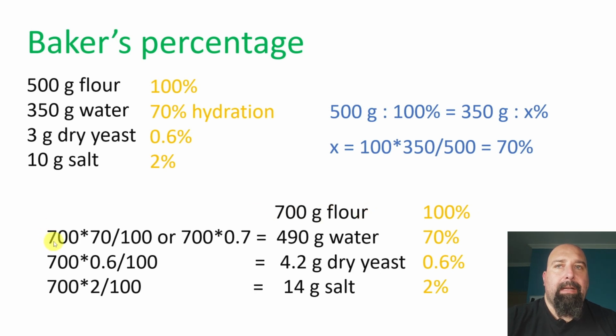So, over here I'm writing 700 times 70 divided by 100. Or I can make this division in advance, so I can say 700 times 0.7. That makes 490 grams of water. That's still the 70%. So the percentage is not changing, it's the amount of water that I'm using that is changing. Similar calculation also for the dry yeast and for the salt. I hope this makes sense for you. If you have any question, you can write me in the comments, I'm happy to explain.